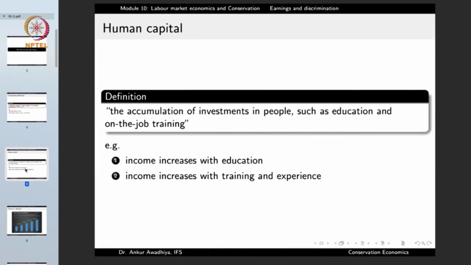Another difference that modulates is the human capital. Now, human capital is the accumulation of investment in people, such as education and on the job training. It is an accumulation of investment in people, that is, how much investment has been accumulated in a person by means of things such as education or on the job training. And a good example is that income increases with education, and income increases with training and experience.